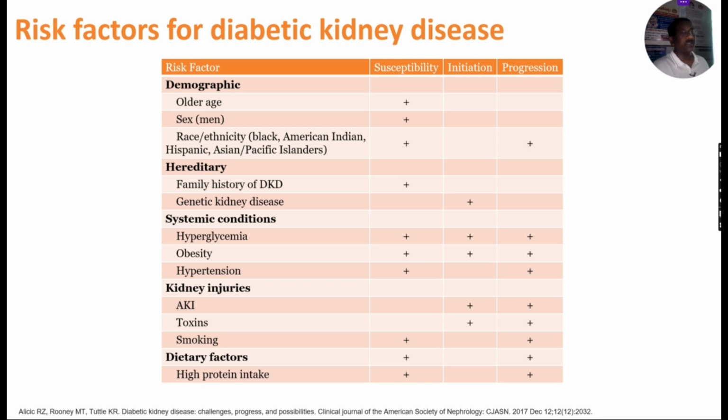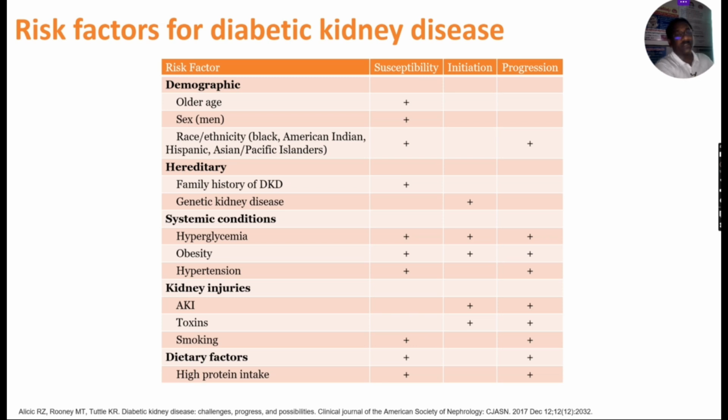And genetic kidney diseases, they run in the families. Systemic conditions: hyperglycemia, that is your diabetes, obesity, hypertension. Unfortunately, most of the people, Indians, right now are having all these three, and also dyslipidemia. So that is metabolic syndrome. Kidney injuries, acute kidney injury, maybe because of NSAID induced, or snake bites, or poisonings, or gastroenteritis, or dehydration, etc. And the toxins, maybe organophosphorus poisoning or aluminum phosphate poisoning, etc.